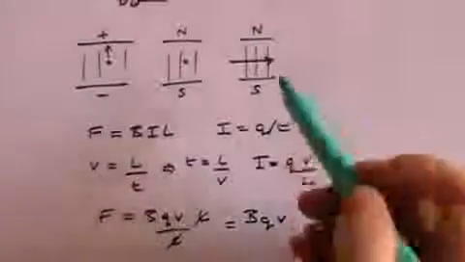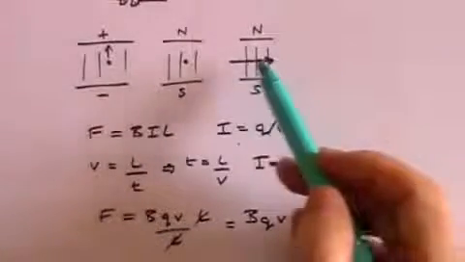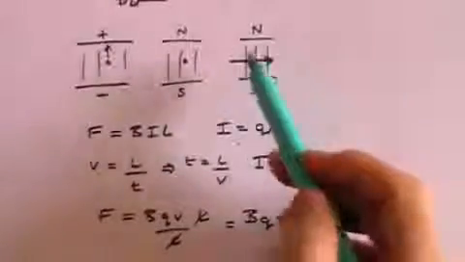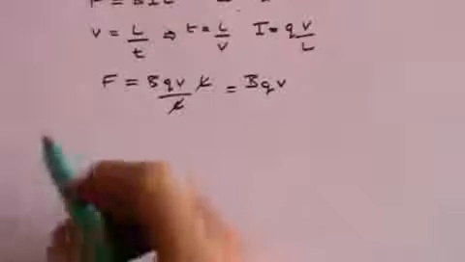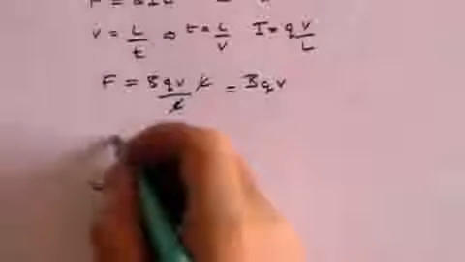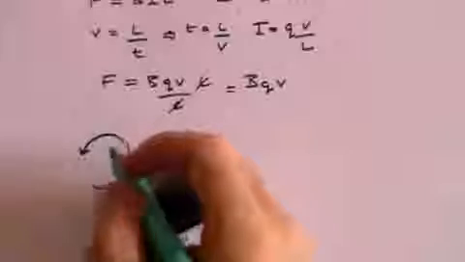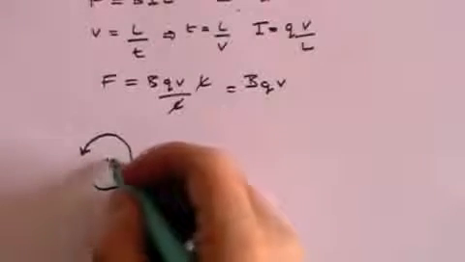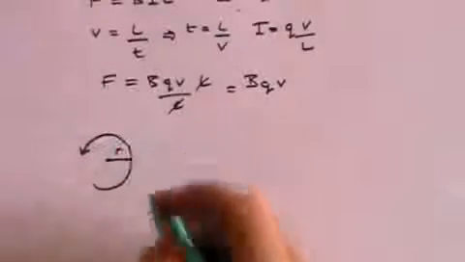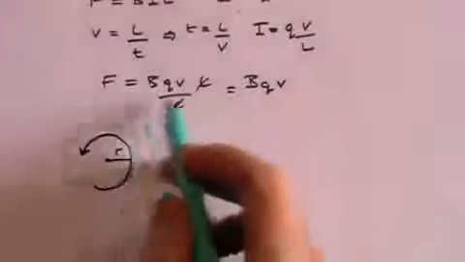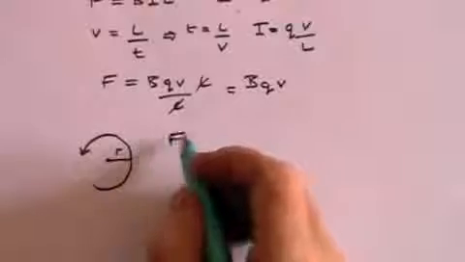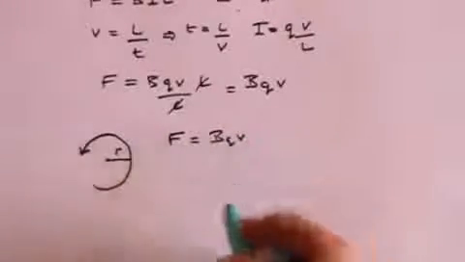Now we've just shown that a moving charged particle in a magnetic field will curve. So now let's have a look at a particle which is moving but being curved in a magnetic field. And let's say it goes round in a circle of radius r. Well, we can say that the force on that particle is BQV. We just derived that.